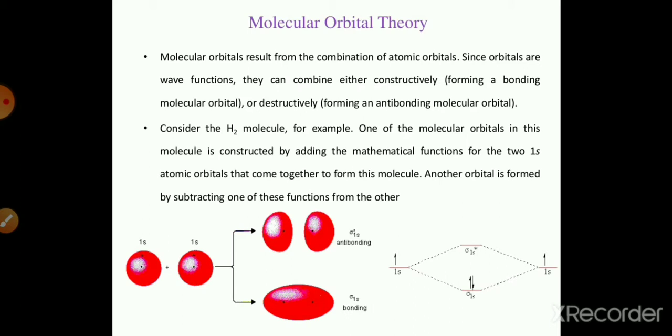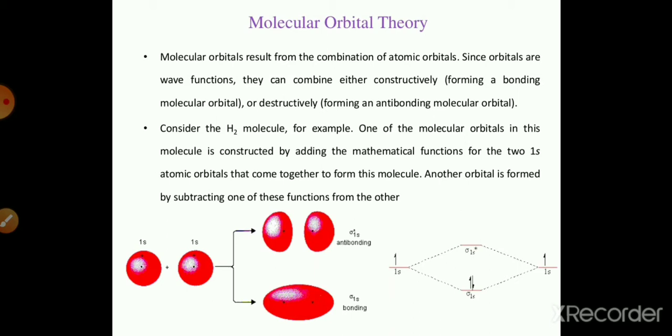So as we consider the H2 molecule, for example, this is the molecular orbital. In this molecule, the bonding orbital is constructed by adding the mathematical functions for two 1s atomic orbitals that come together to form a molecule. The other orbital is formed by subtracting one of these functions from the other. So here you can see for the bonding it is A plus B, and for antibonding it is A minus B.